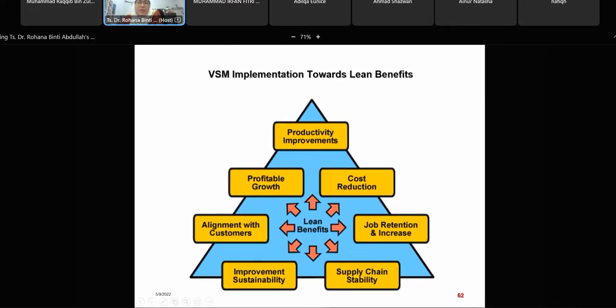Alright. So these are the things that, if you implement VSM, alright, you can achieve a lot of benefits. For example, you have better trust from the customer. Your business is more profitable. Alright, you are able to reduce the cost. Alright, so your operators are more happy to work because the workload are evenly balanced. Alright, so in terms of the supply chain between the supplier until the customers is more stable. Alright, so you are more sustainable in the sense, right? Because you continuously do improvements. And eventually, you achieve productivity.